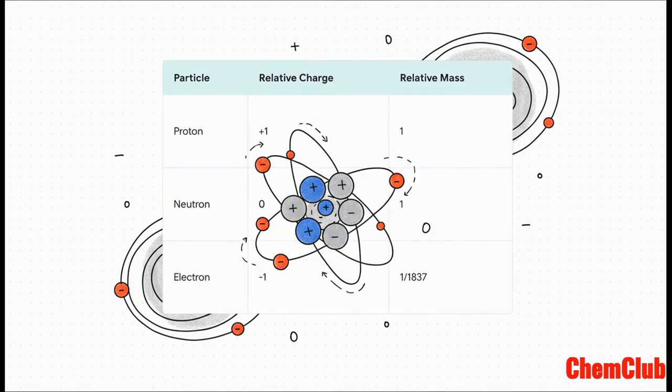In the center, in the nucleus, you've got your positive protons and your neutral neutrons. That's where all the weight is. And then whizzing around the outside, you have these super tiny negatively charged electrons. That's the whole recipe, just 3 little things.